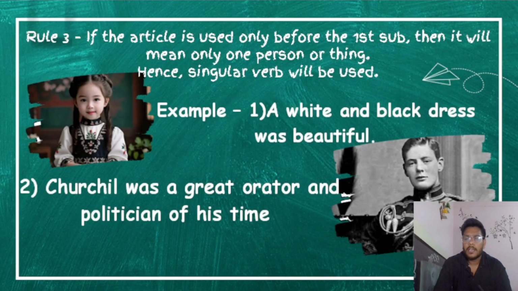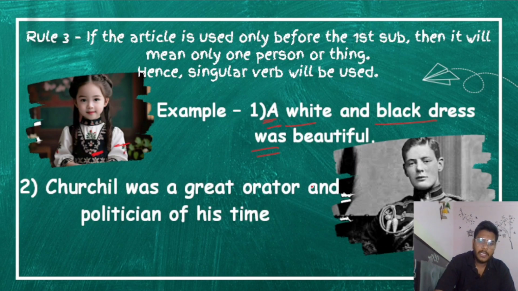In the next rule, if the article is used only before the first subject, then it means only one person or thing, hence a singular verb will be used. This means when we use an article with the first subject only, like in a white and black dress, we are using only a with the first subject, so we have to use was. In this sentence, there is one dress, a white and black dress. A white and black dress was beautiful. So we have to check the article only. If the article is used only with the first subject, we use was.